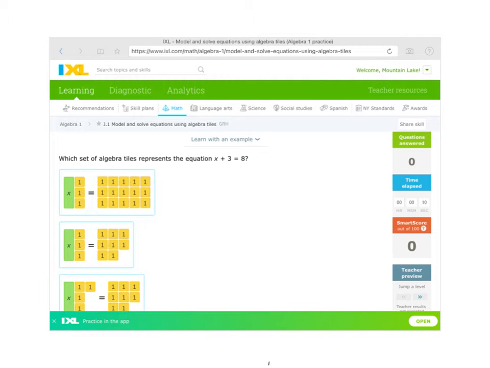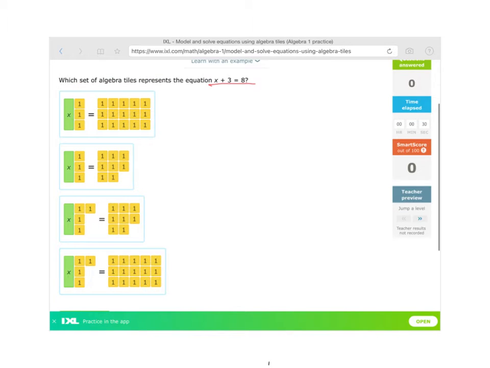So in this series, we learn how to use algebraic tiles to solve equations. So we have this equation x plus 3 is equal to 8. What I'm going to do is look for an x and then three ones and then equal to 8. Okay? So I see an x in all of them, so that's correct. So I got that part. Now I need 3, so there's a 3 here, a 4 and a 4.